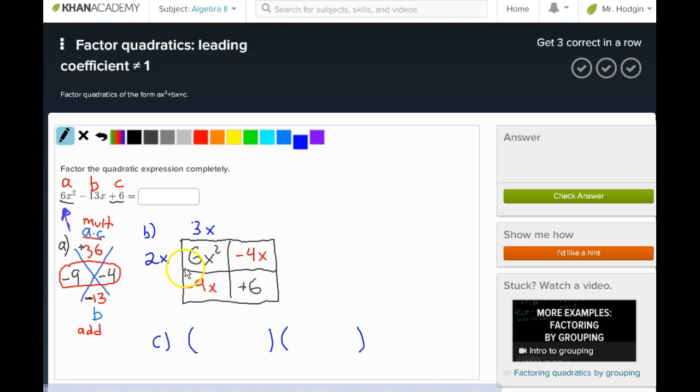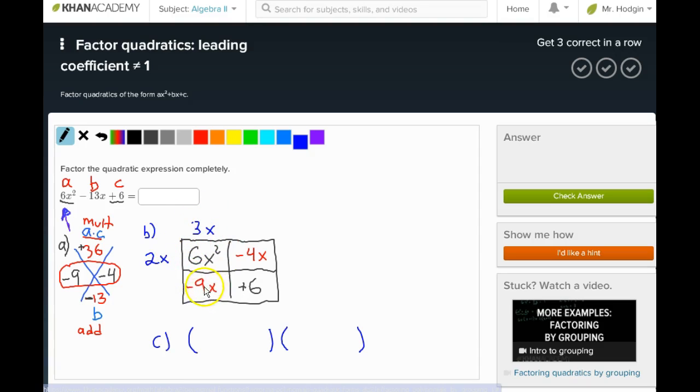Now you can do a check to see how you're doing so far. Now does 2x times 3x equal this? Okay, and that is true. Okay? 6x squared does equal 3x times 2x. So there's a check built in on every step.